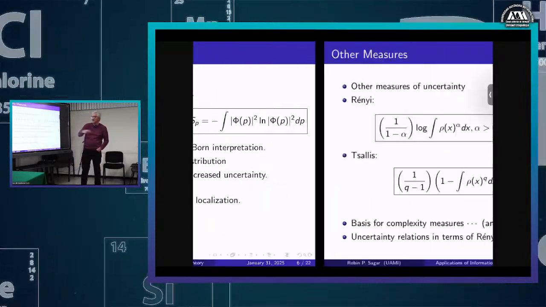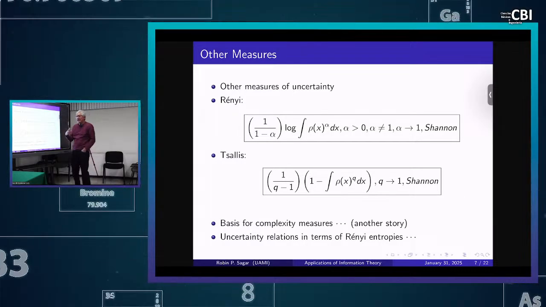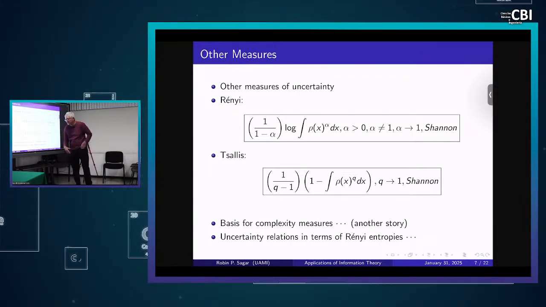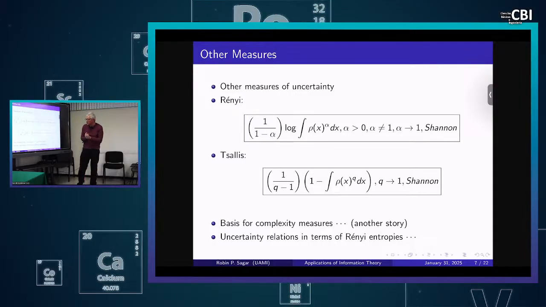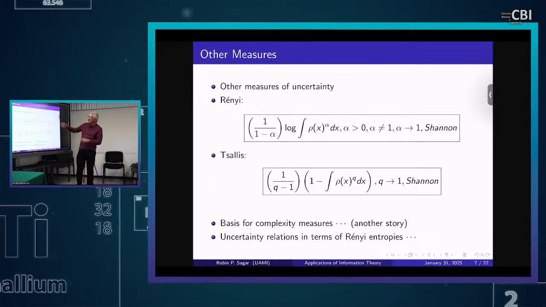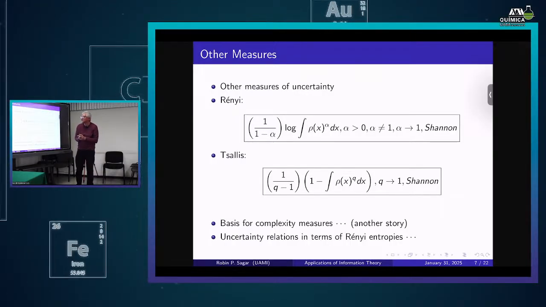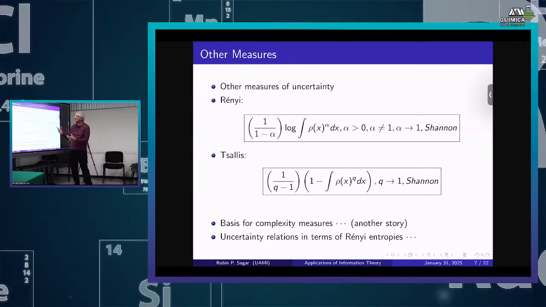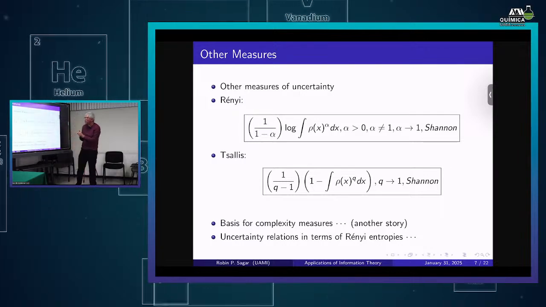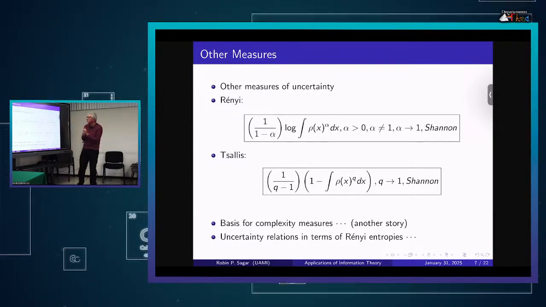Now, just to give you an idea, and we've seen this during the whole meeting, Shannon entropy isn't the only measure of uncertainty. There are Rényi measures. I think Agnes spoke about this. I think Elvira also spoke about this.